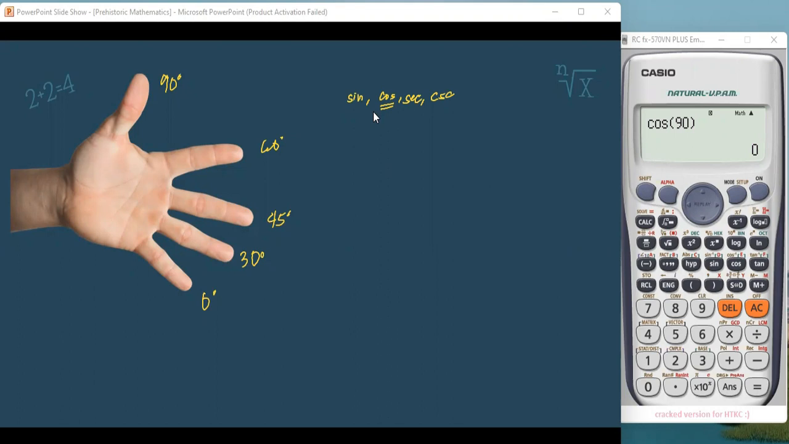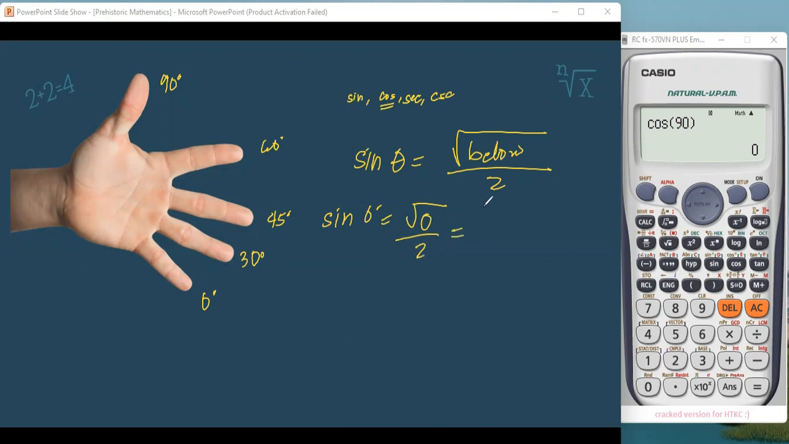Now, what about for sine? So for sine po, the same process lang po katulad ni cosine. However, for sine, theta, imbes na above, we need to compute for the fingers below the number. So for example, we have sine 0 degrees must be equal to, how many fingers below 0? So there is none. So the square root of 0 over 2. The square root of 0 is 0 over 2. 0 divided by any number must be equal to 0 itself. So let's check. Sine 0 must be equal to 0. So that is correct. Sine 0 is equal to 0.